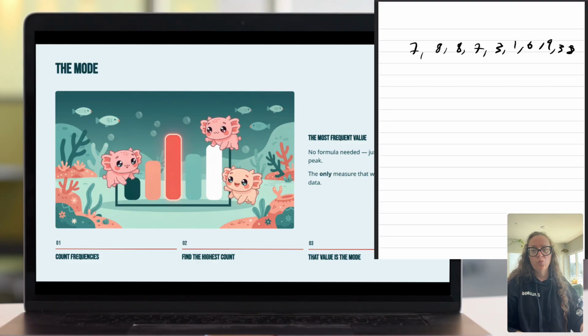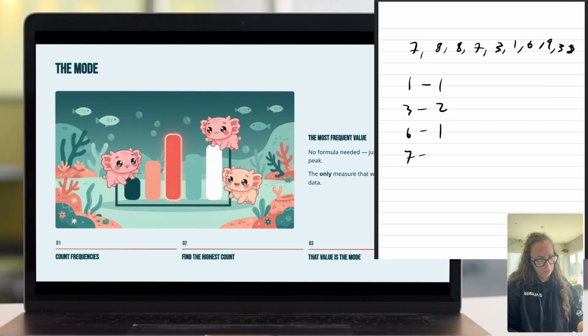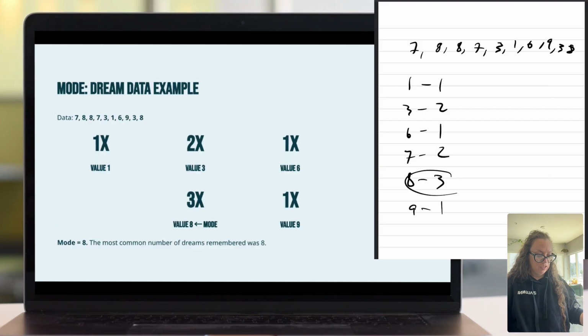So value number 1 appears 1 time. 3 appears 2 times. 6 appears 1 time. 7 appears 2 times. 8 appears 1, 2, 3 times, and 9 appears once. Which one appears most frequently? Obviously, that is 8.